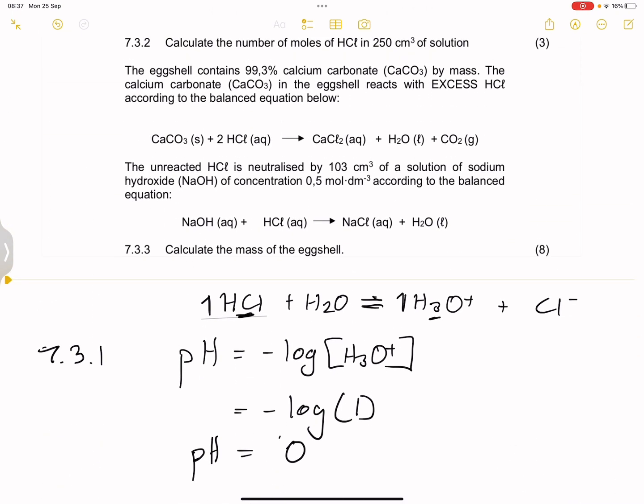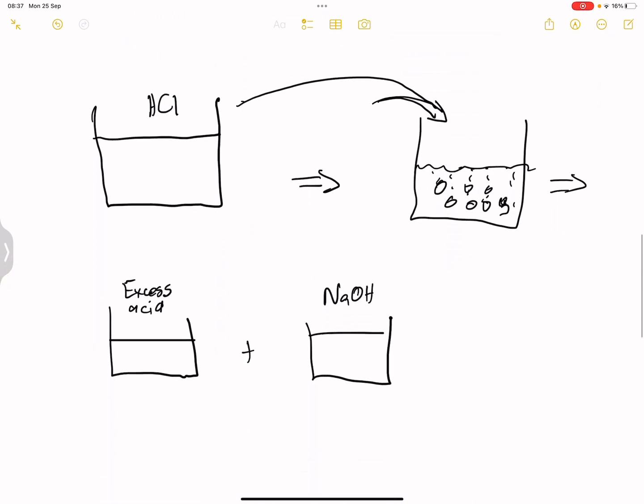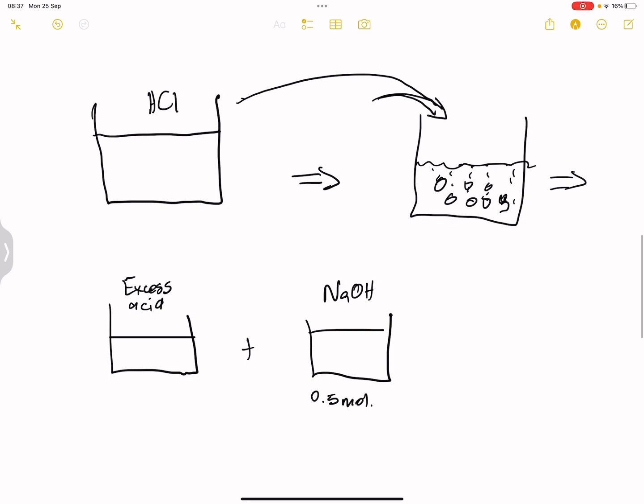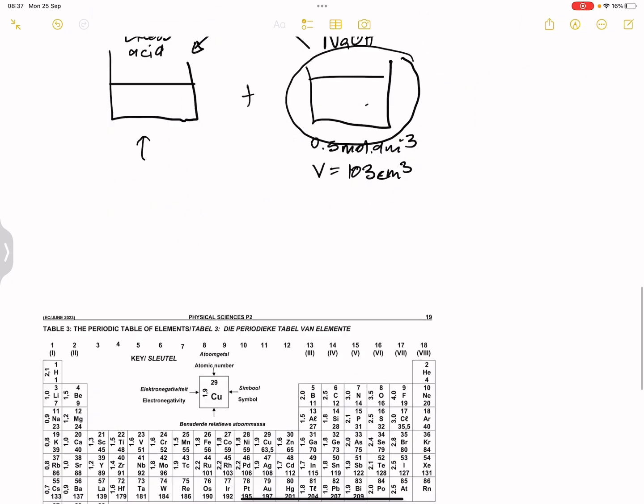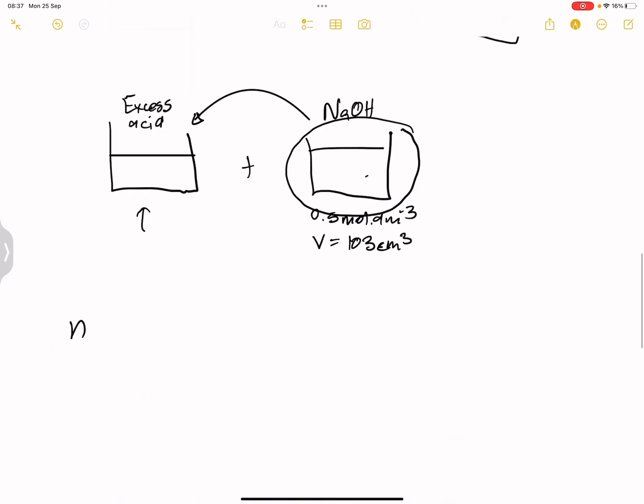Now they gave us the concentration of sodium hydroxide, 0.5 moles per cubic decimeter, and the volume of the sodium hydroxide, 103 cubic centimeters. You agree with me, we would be able to calculate the number of moles of this sodium hydroxide. And remember they reacted completely with the excess acid, so I can use stoichiometry to find out how much the excess acid is. So let's do that first. I'm going to find the number of moles of sodium hydroxide. That's concentration times volume, so 0.5 multiplied by, remember we convert to cubic decimeters, so we divide by 1,000 again. That gives us 0.103.